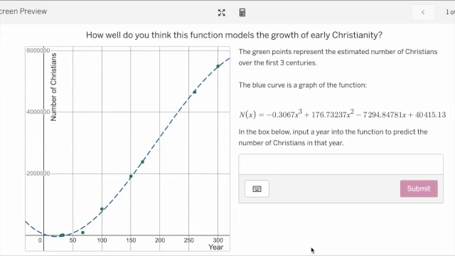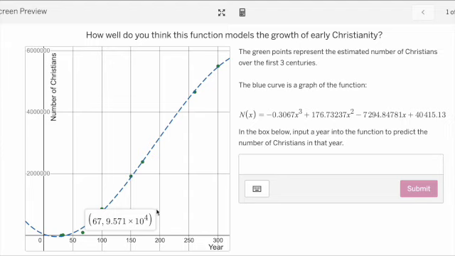All right, the first thing I want you to notice is the green points on the graph. What we have here is a scatter plot that shows you the number of Christians that there were in the world at different years in history. So, for example, if you look at this point right here, you see that there's an x value and a y value. The x value is the year, AD 67, and the y value is the number of Christians that were estimated to be in the world at that time.